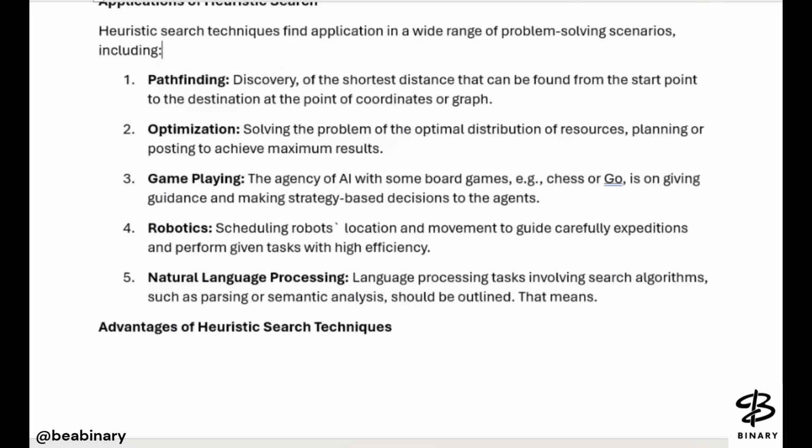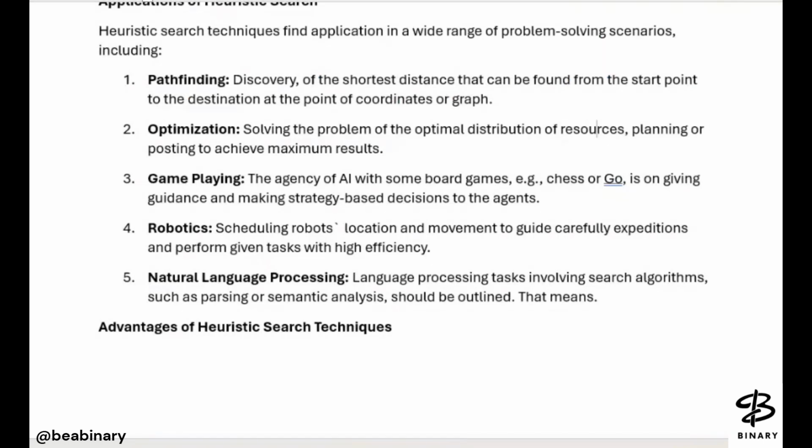We are using heuristic search in optimization, pathfinding, robotics, and natural language processing. Heuristic search techniques find application in a wide range of problem-solving scenarios. First is pathfinding. Pathfinding is when we need to discover the shortest distance from the start point to the destination point, given coordinates or a graph.